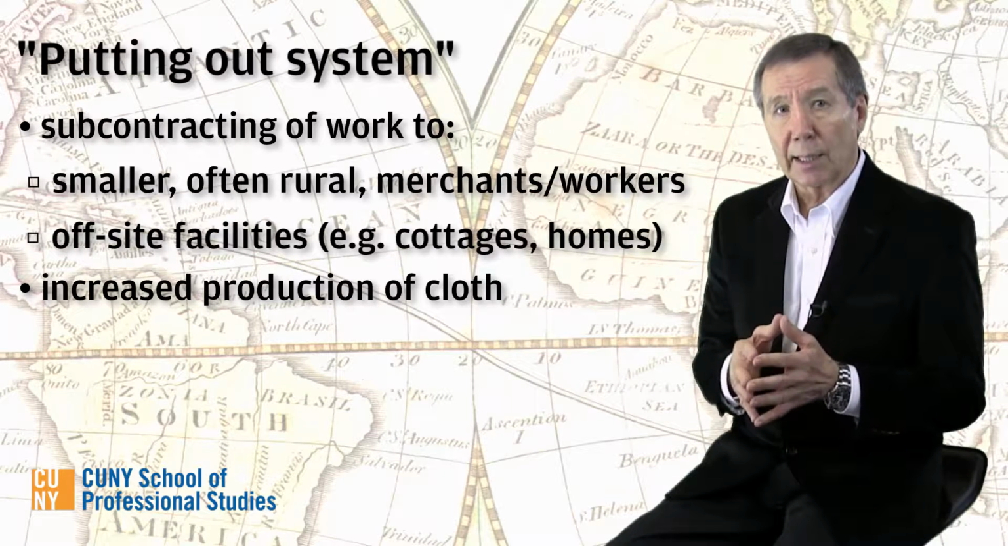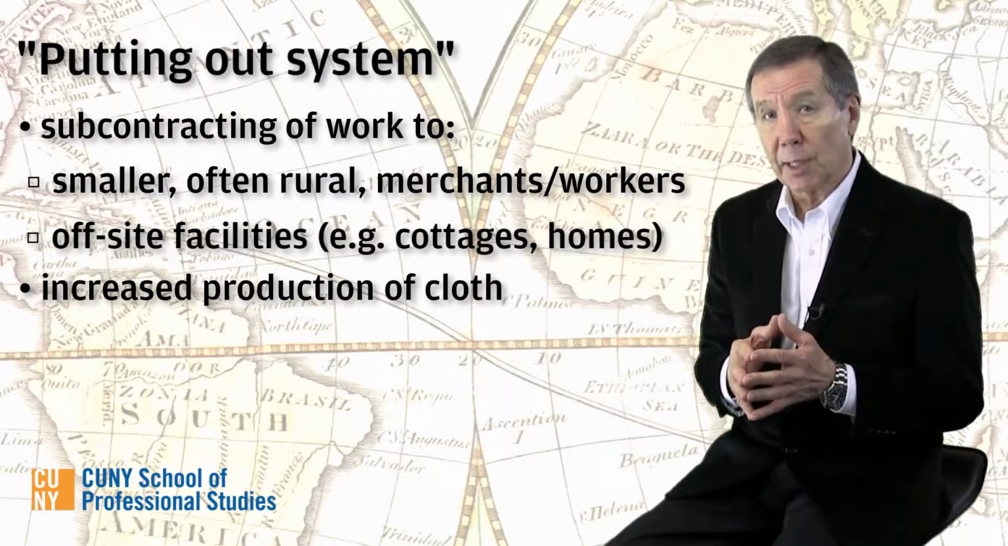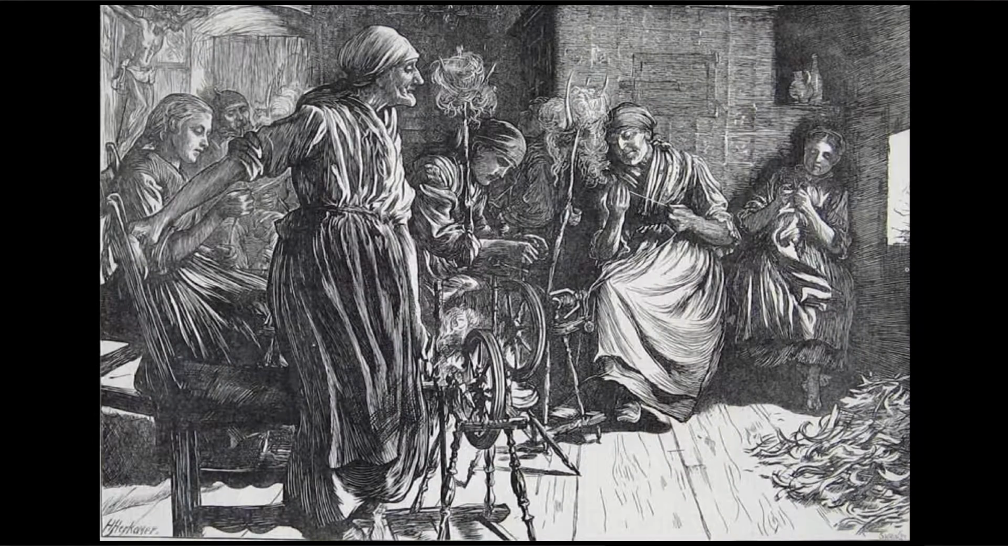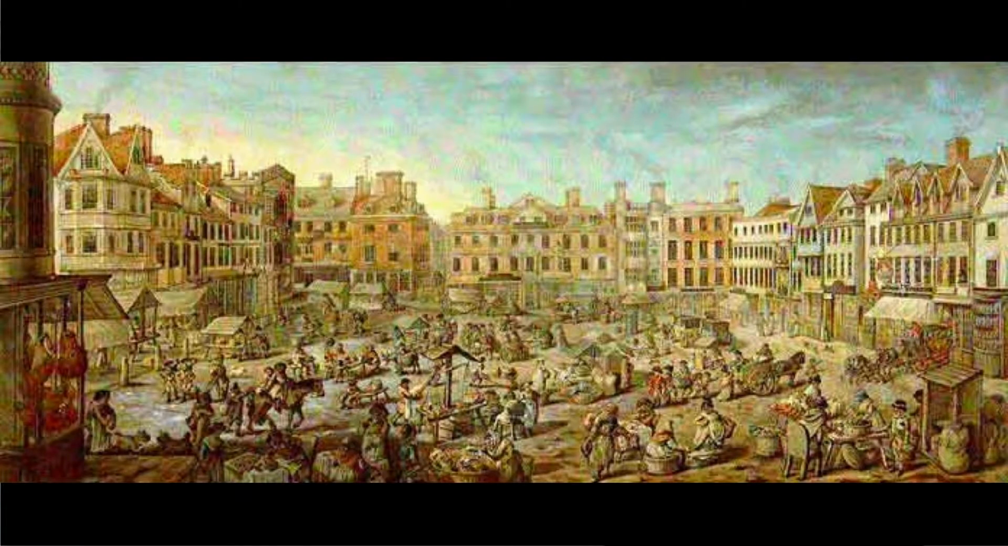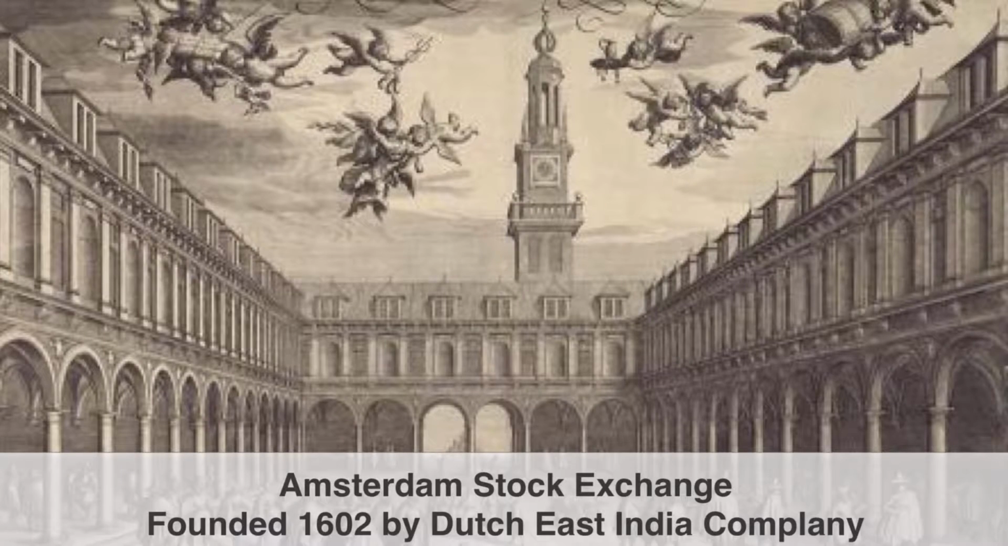The system was organized by urban merchants who financed and arranged, through a system of agents, the production of cloth in rural villages and the transportation of the finished goods to the markets where they were sold. This was a novel and fairly sophisticated operation. On its heels comes the development of the real infrastructure of capitalism, banks and stock exchanges.